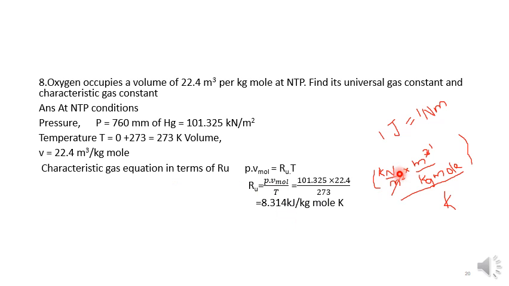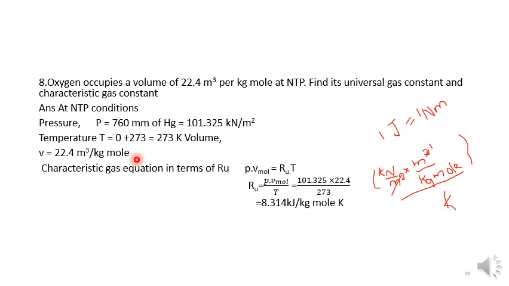So this K is kilo, and this K is Kelvin. Here the Newton meter we write as joule. So in the numerator is kilojoule, divided by kg mole, and Kelvin is also in the denominator. So the units of Ru are kilojoule per kg mole Kelvin. And they asked about this one, the universal gas constant.